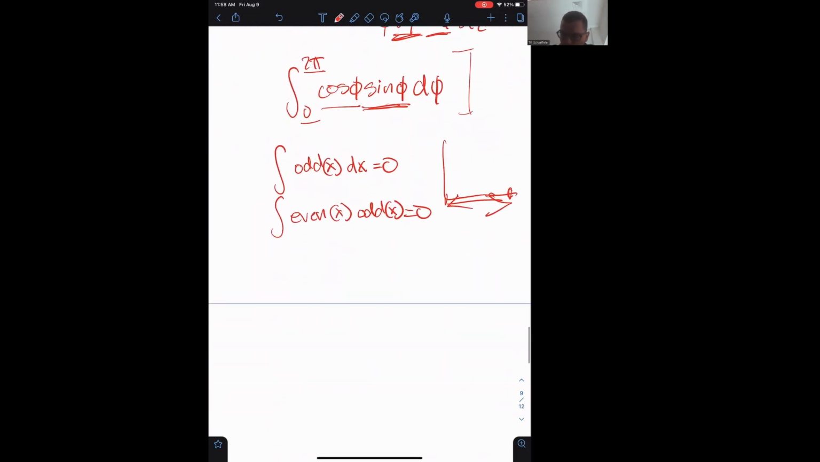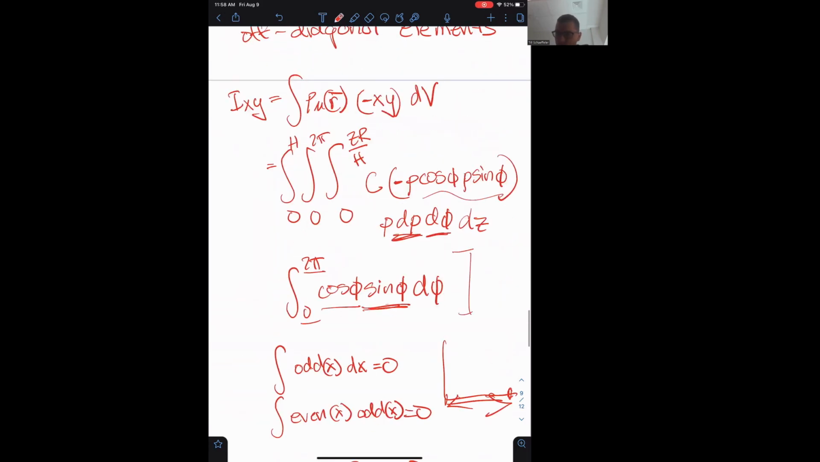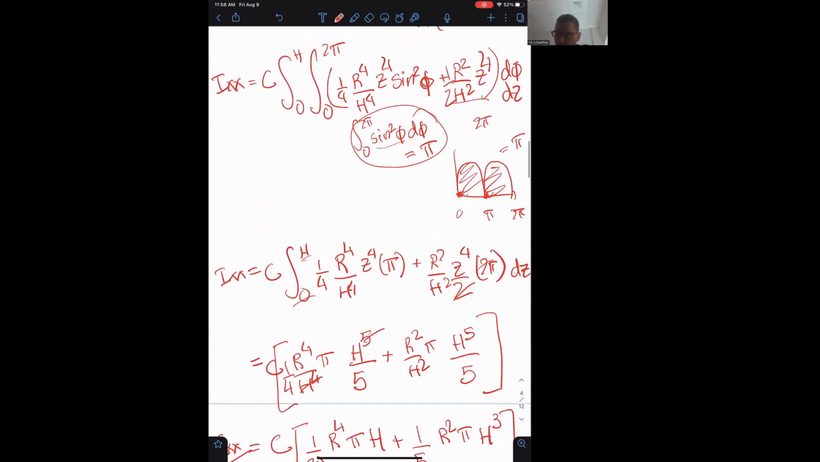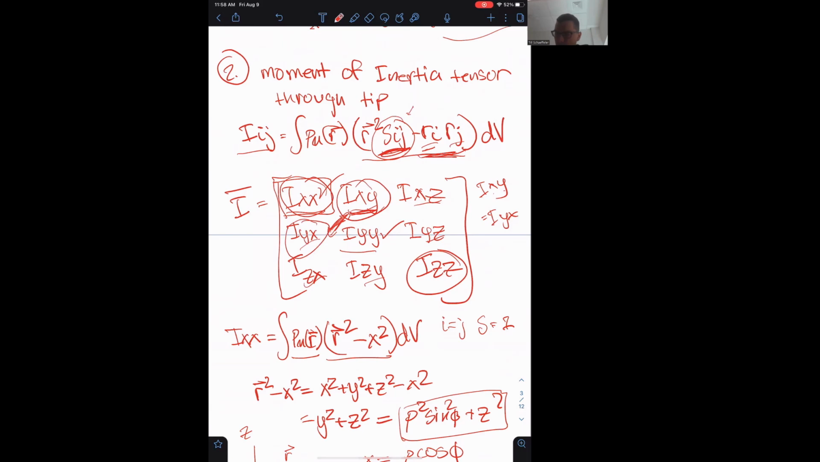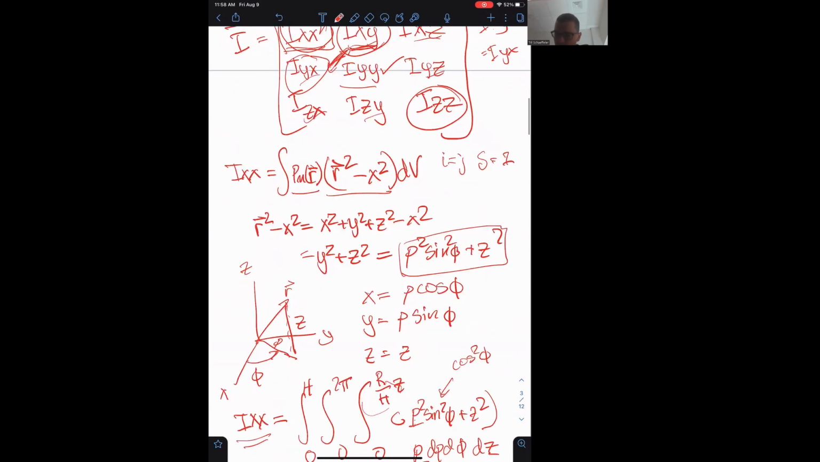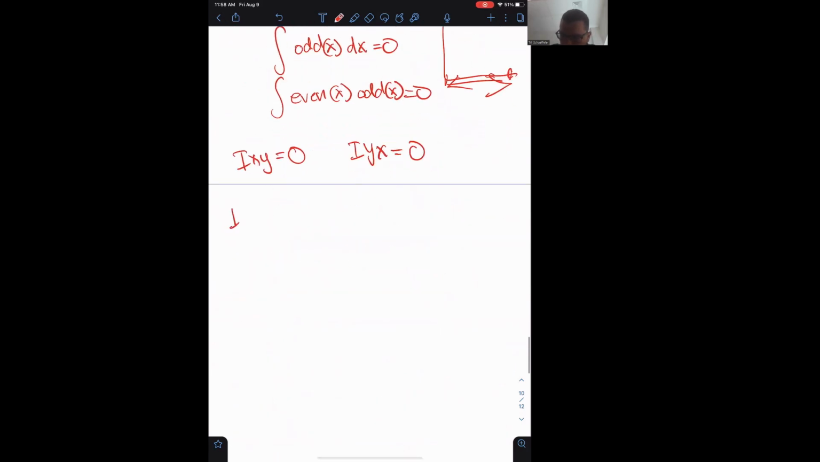So I_xy is equal to 0. And because we know it's a symmetric matrix, we know that I_yx is also equal to 0. So that quickly eliminated these two, and you'll see that the other ones are going to be pretty easy too. So the next one we can do is I_xz.